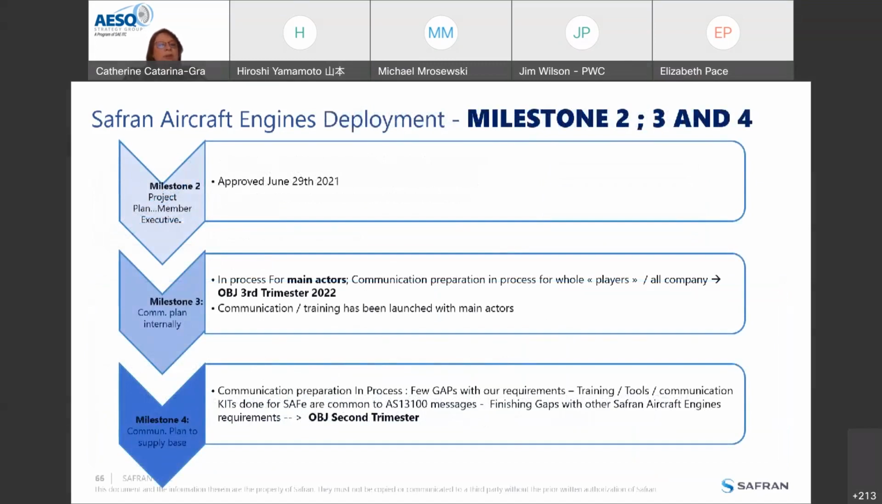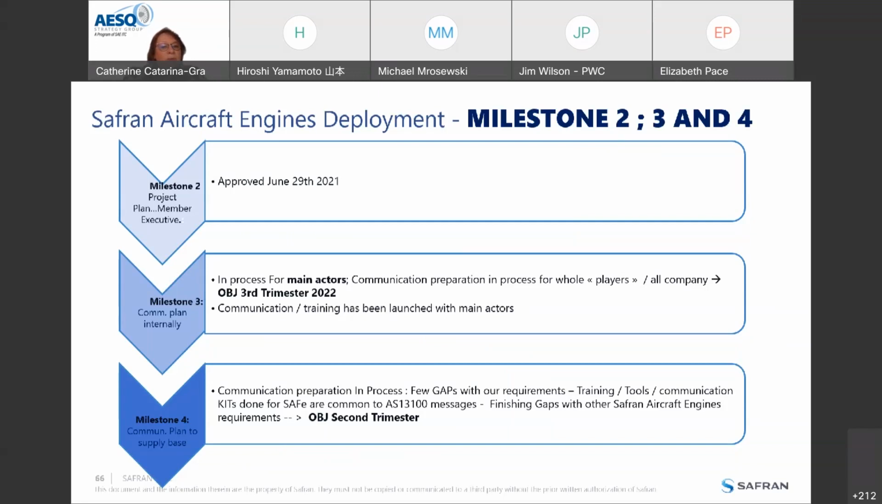So our milestone 2 was approved in June 2021. The communication plan internally is in process for main actors, and we are preparing a larger communication to communicate with all players in the whole company, and the objective is after September, the third trimester. Of course, communication and training has been launched with main actors, as mentioned before.